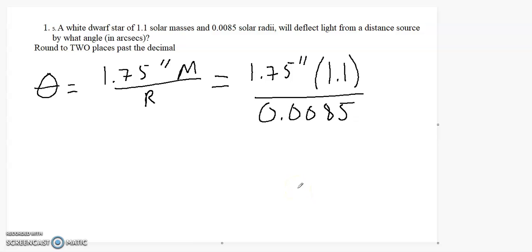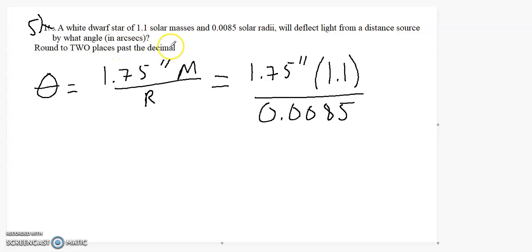All right, here's problem number 5. Let's see, the last video, this is actually number 5 here. Just cross that stuff out. All right, so it says a white dwarf has a mass of 1.1 solar masses and a radius of 0.0085 solar radii. So it's really small compared to the sun, and it's slightly more massive than our sun. And so it says it will deflect light from a distant source at what angle in arc seconds?